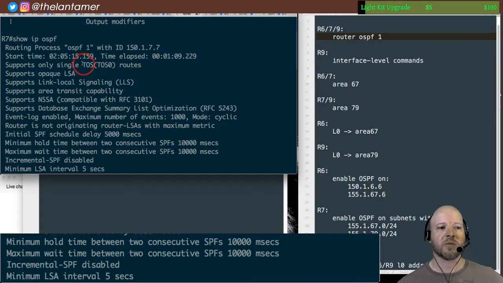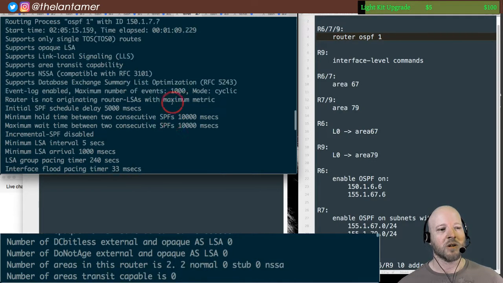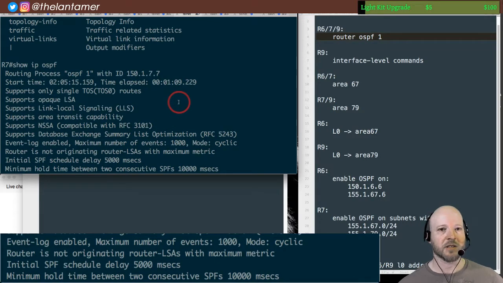Actually, this is still a single process. This would be like an area border router, right? But there's no communication between area 67 and area 79 because we have no common area. We have no area 0, right? But we're still running a single routing process, and router 7 is in 2 different areas. So he's basically like a border router. We'll see that in a second. We'll see what the LSAs look like. That'll really tell us.